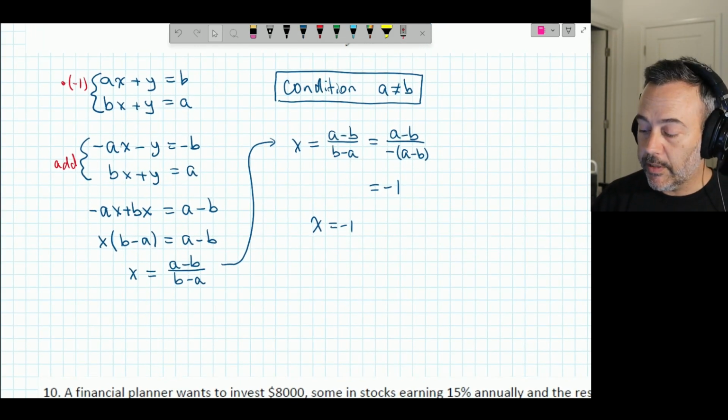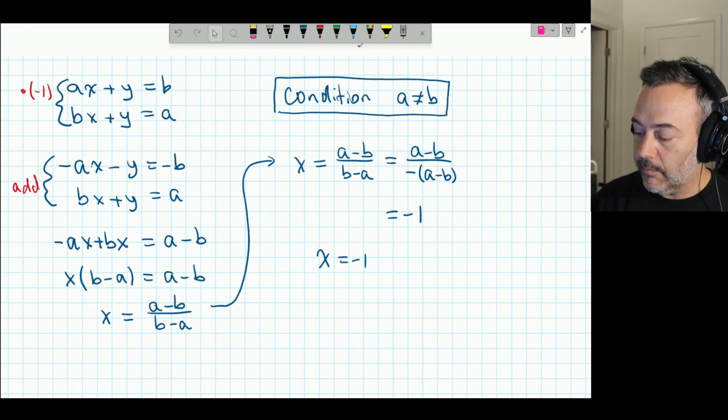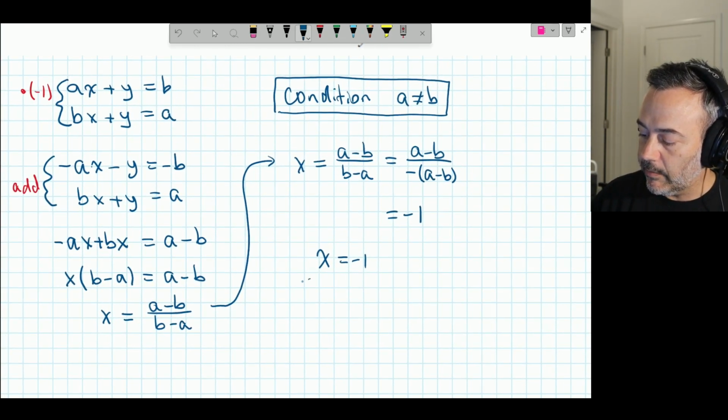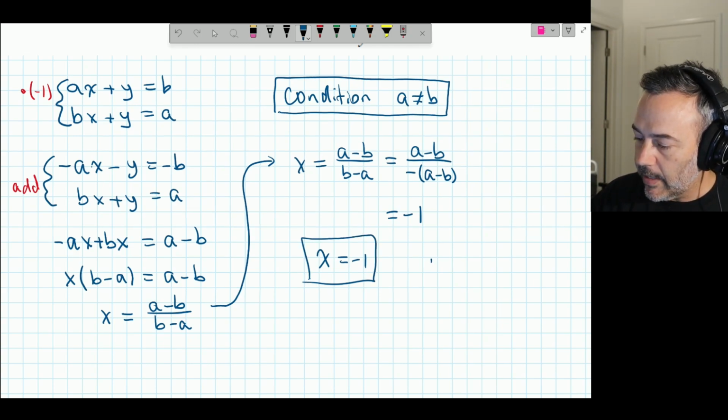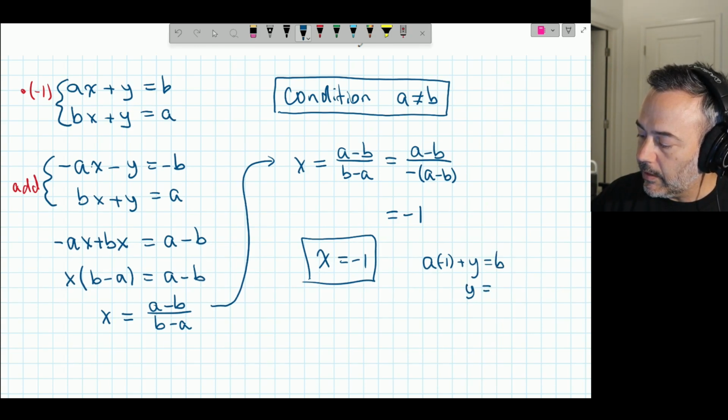To solve for y, we just have to plug -1 back into one of the equations. So we've got x. Now let's figure out y. A times -1 plus y equals b, so y equals b plus a.